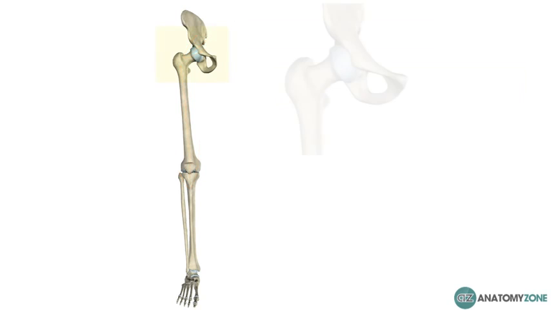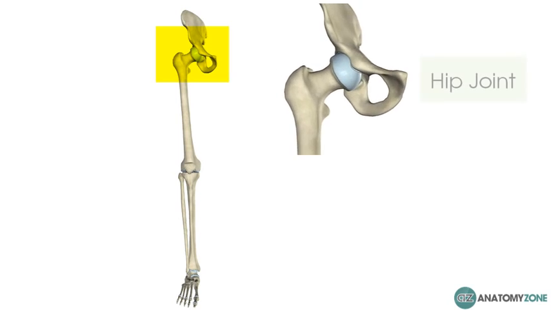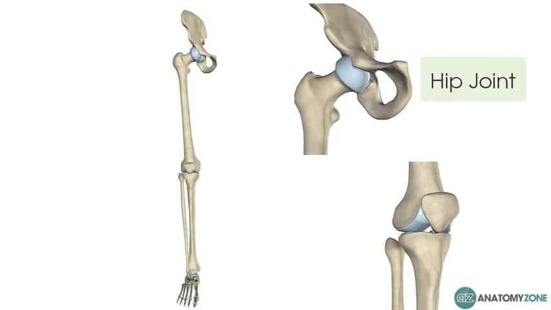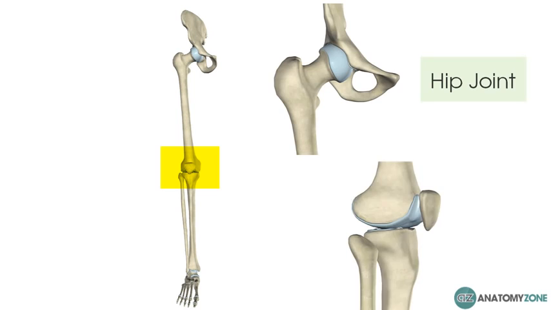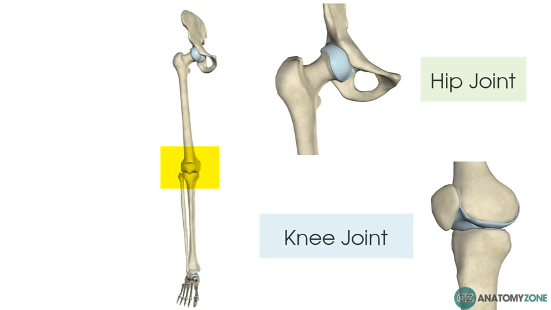Superiorly it articulates with a part of your hip bone called the acetabulum to form the hip joint, and inferiorly it articulates with the patella to form the patellofemoral joint and the tibia to form the tibiofemoral joint, or what we would collectively call the knee joint.